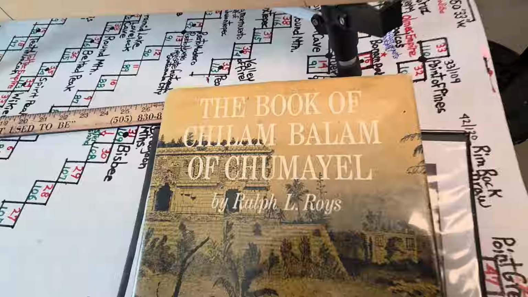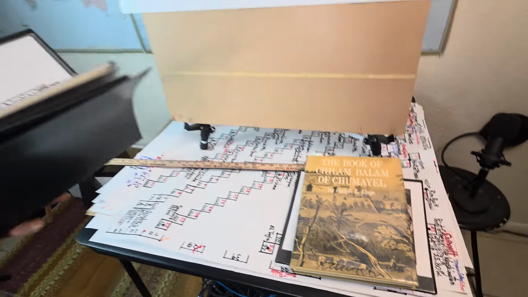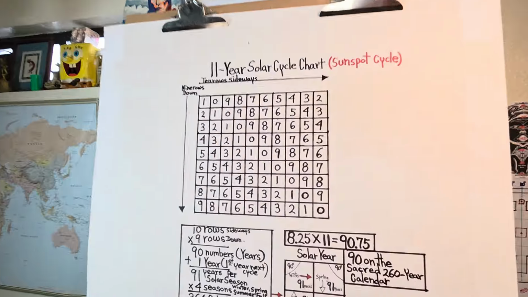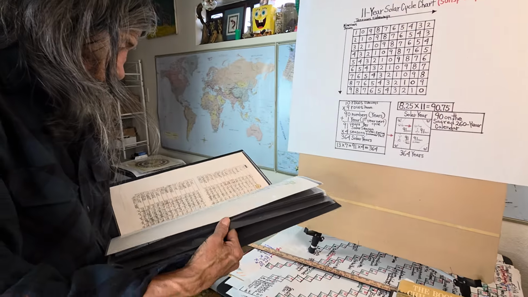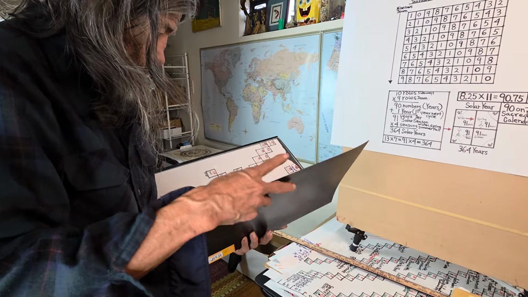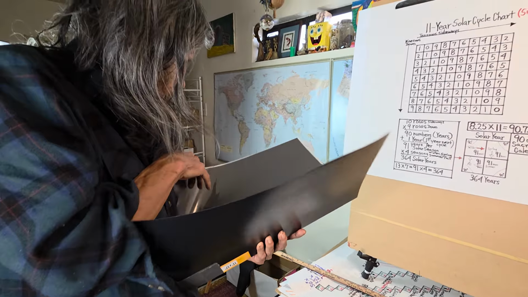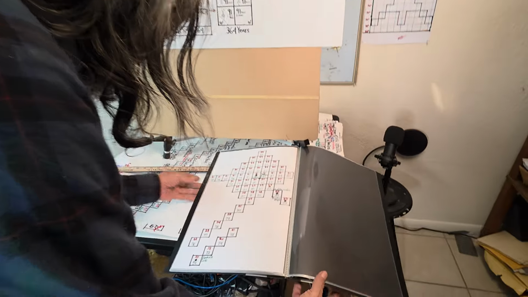Which is the book of Chilambalam, which gives you the solar cycles. Those cycles, it gives you that. And then I have, let's see if I can find it. I think it's in here near the, no, this is strange.